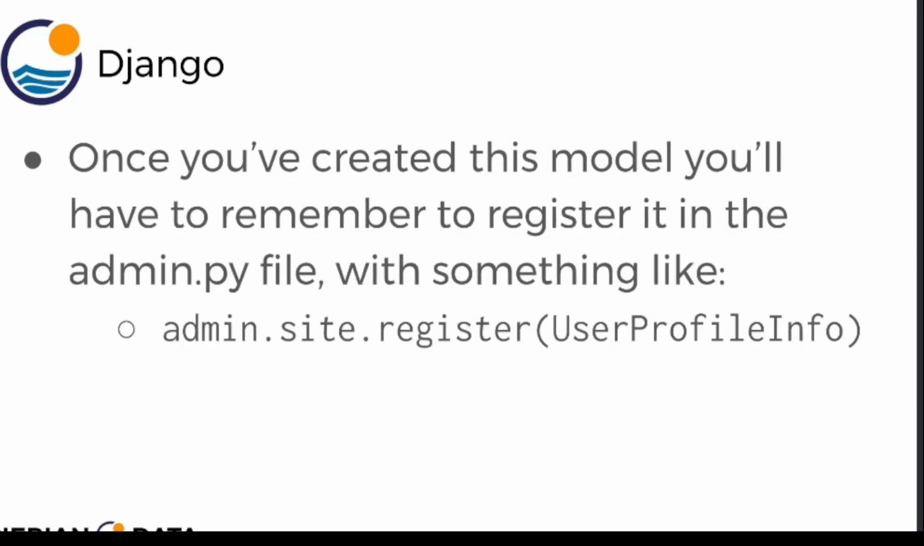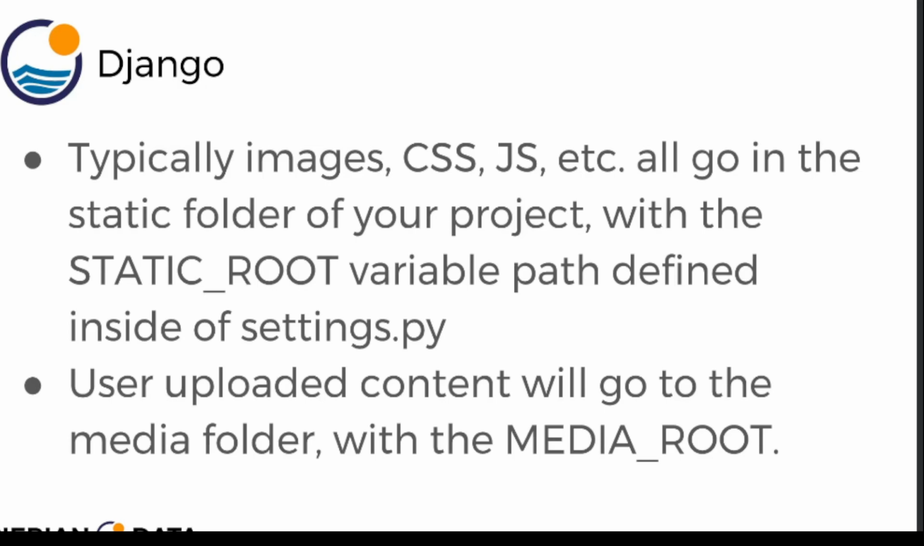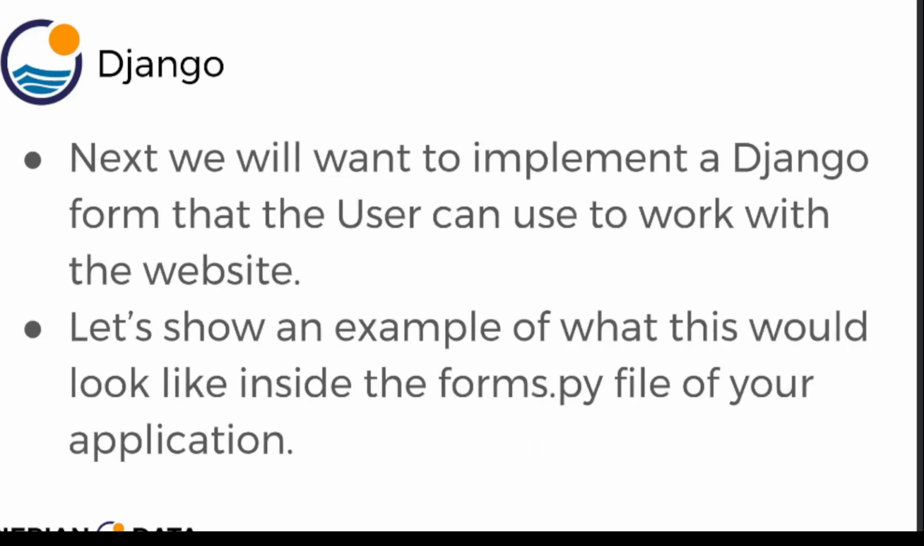All right. So once you have created that model, basically the extension of that user model, you have to remember to register it in the admin.py file with something like admin.site.register(UserProfileInfo), where UserProfileInfo was imported from the models.py file. Now typically images, CSS, JavaScript files, etc. all go in the static folder of your project, with that static root variable path defined inside of settings.py, which we did in the last lecture. The user-uploaded content is going to go to the media folder with the media root. Once you have set up your models and your routes for static and media uploads, what you want to do is set up the actual form.